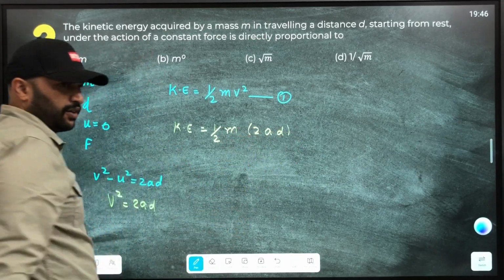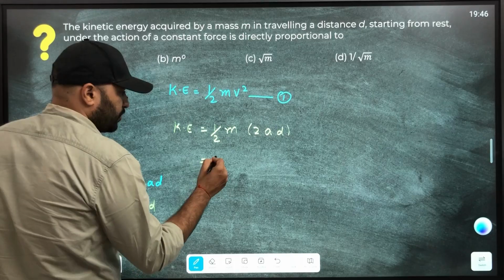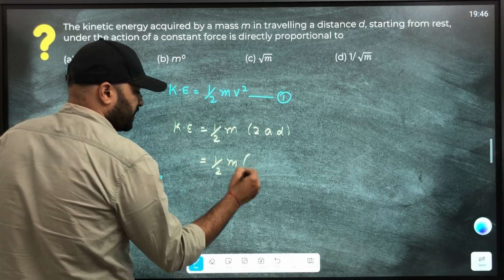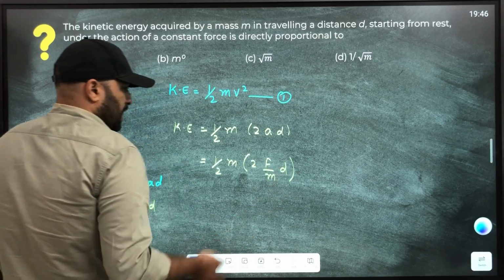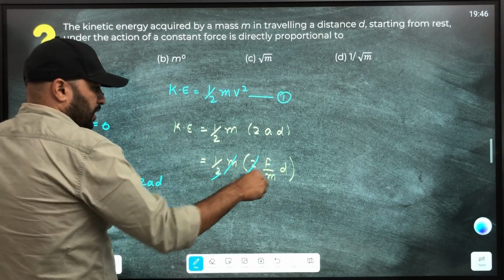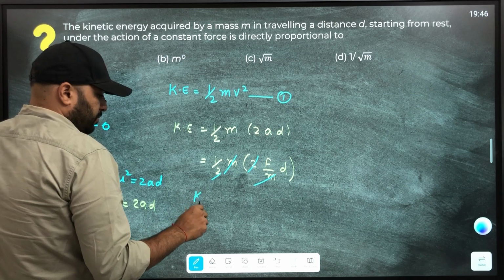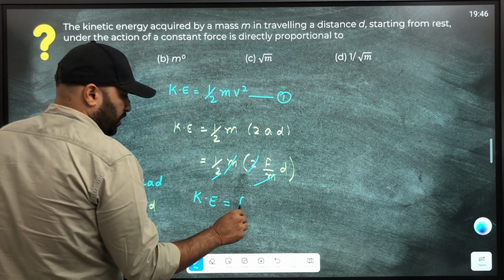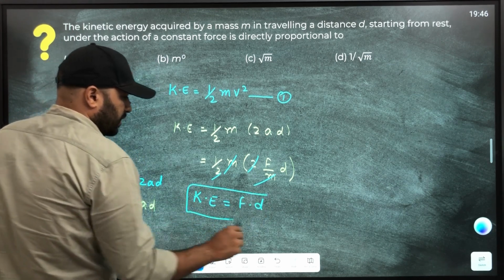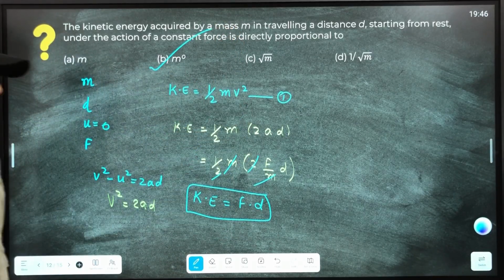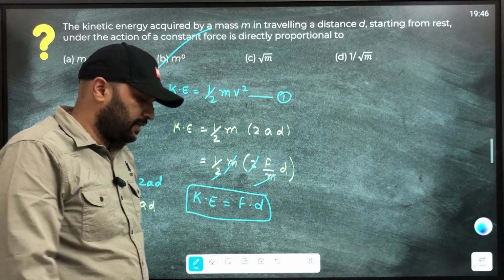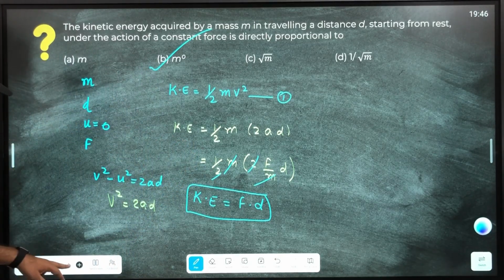But acceleration is dependent on force, right? How is it dependent on force? Because the force is constant, so we have to express it in terms of that: F by m into d. So this kinetic energy, in this particular case, is the product of force and displacement. So it's independent of mass, m to the power 0. That's the correct answer in this particular case. Clear? It's a different case. Let's see the next one.